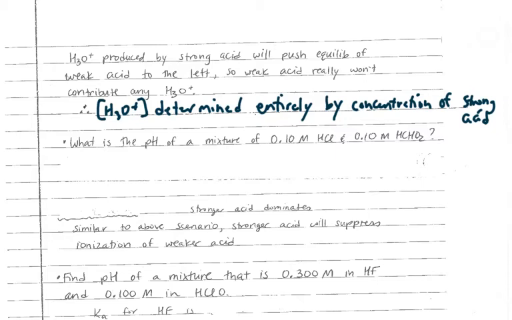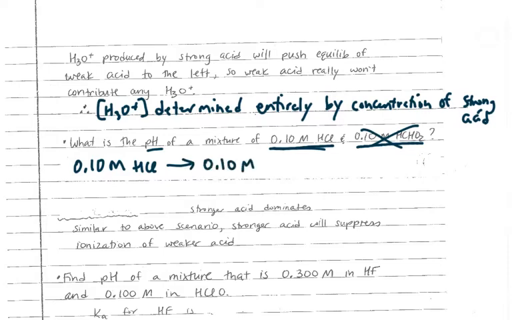So here's an example problem. What is the pH of a mixture of 0.1 molar hydrochloric acid and 0.1 molar formic acid? So first we need to decide which one is stronger. HCl is a strong acid from the list of the 6 strong acids, and formic acid is not. So essentially we don't care about the formic acid. We just care about the HCl. And since strong acids completely dissociate, if we have 0.1 molar HCl, then we have 0.1 molar hydrogen or hydronium.